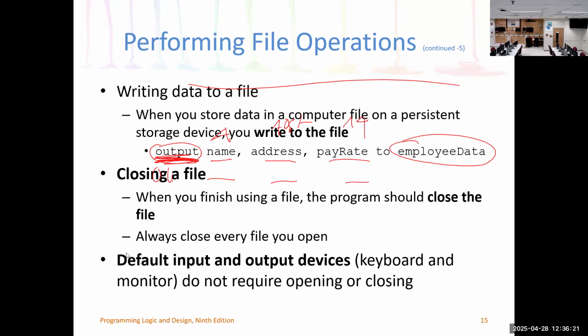Of course, when you do the process file here, you have the option to open it, and you have the action to close it. When you finish using the file, the program should close the file. Always close every file you open. Otherwise, you have no way to modify it. Also we have the default input and output devices. It can be the keyboard and monitor, and some of them do not require opening and closing.